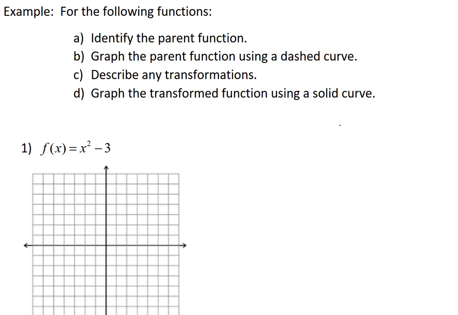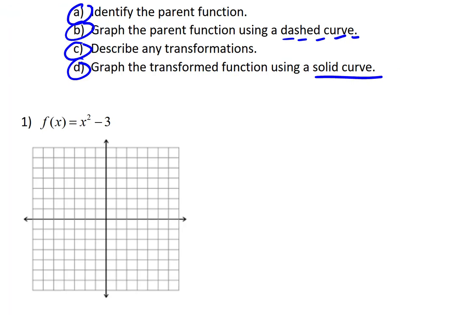Let's try an example where, for the following function, we are going to do several things. First of all, we're going to identify the parent function by looking at the equation of our function here. Secondly, we'll go ahead and graph the parent function, just the parent that we saw, using a dashed curve or a dashed line segment or whatever we need there. Thirdly, we're going to describe any transformations. Well, we only know about one at this point, so if we see it, we'll describe it. And then lastly, we're going to graph the transformed function using a solid curve. So after the change occurs, what does the new graph look like?